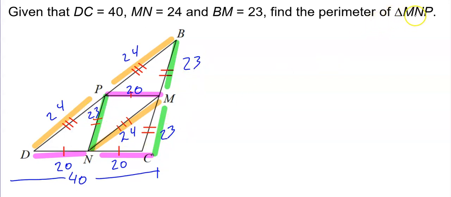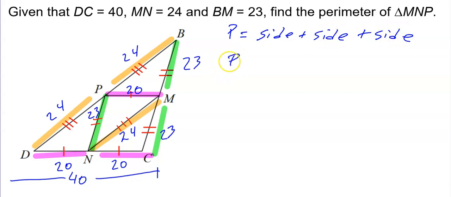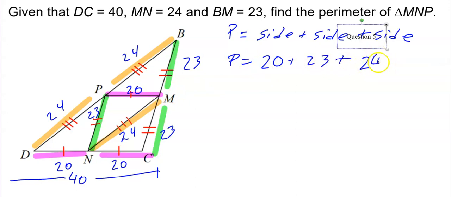And what we want to find is the perimeter of MNP, the inside triangle. So perimeter equals side plus side plus side. The sides of my small triangle on the inside are 20, 23, and 24. Add all of them together. So 20, 20, and 20, that's 63, and 4 is 7. So 67. Boom. Not so bad.